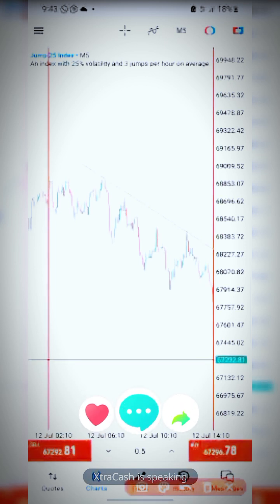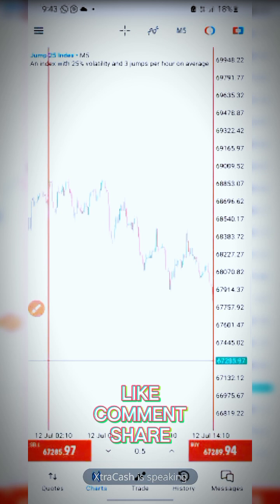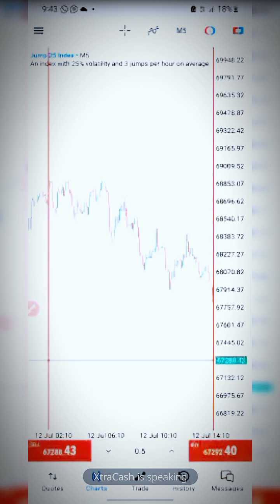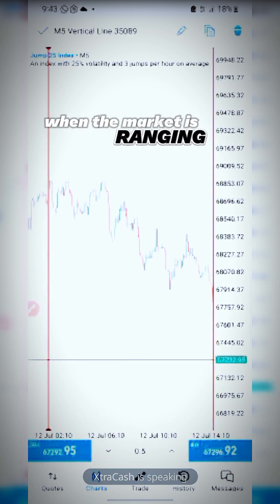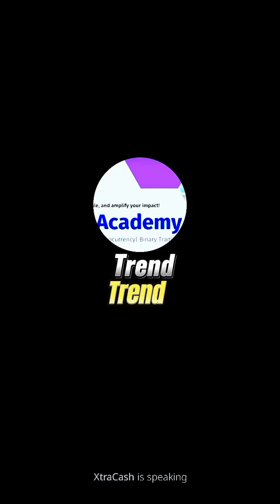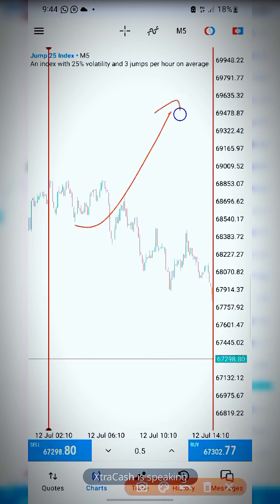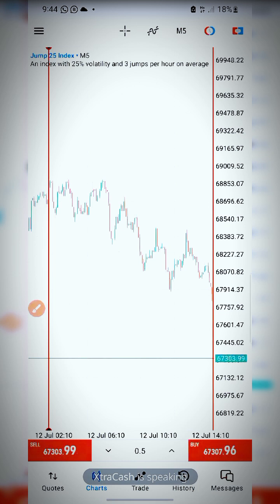Now let me also show you when the market is ranging. I've shown you the bullish trend, I've shown you the bearish trend. So let's look at when the market is ranging. Like I said, when the market is moving sideways, it means the market is ranging. So the market moves in 3 directions. Either it is going up, down, or it is ranging. So let's look at the ranging market.